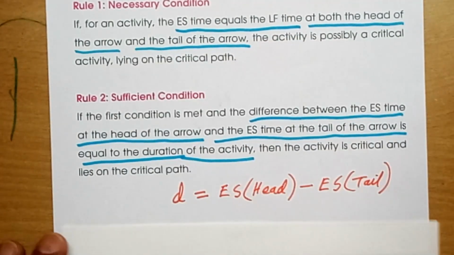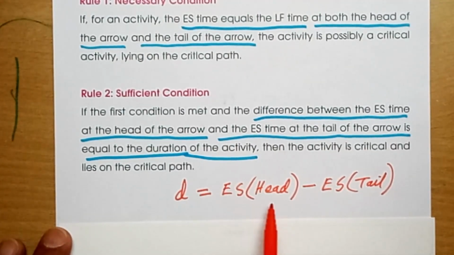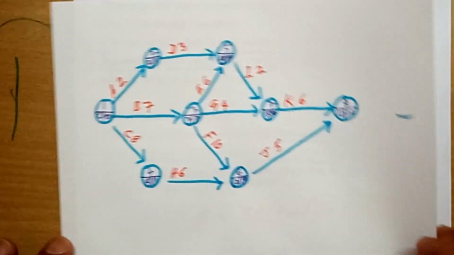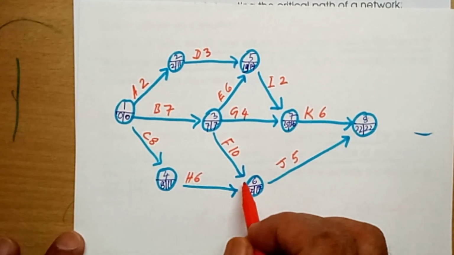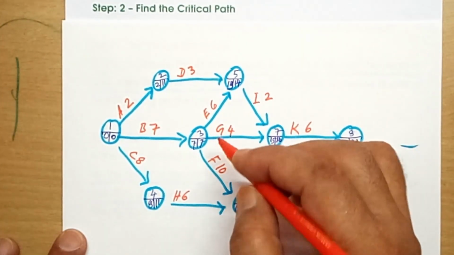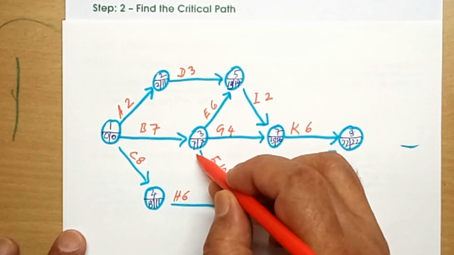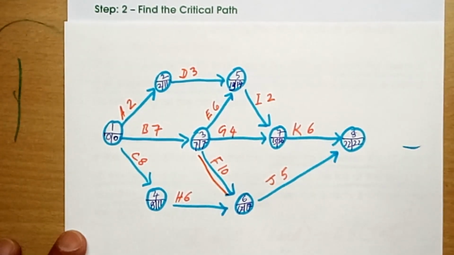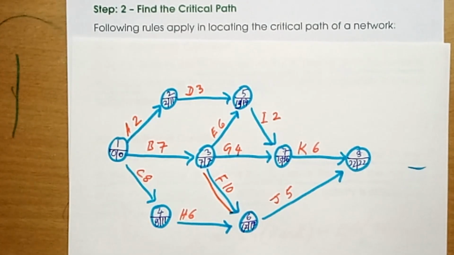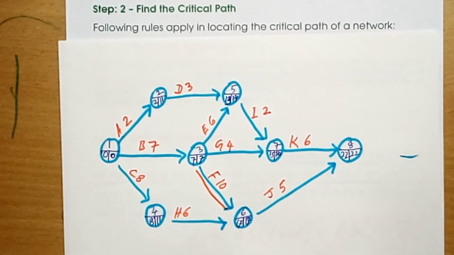So this second condition, sufficient condition, is also fulfilled. D is equal to ES at head minus ES at tail. So for this activity, the second condition is also fulfilled. So safely and confidently we can say this is a critical activity. Okay? So let us find out which are other critical activities applying this rule.